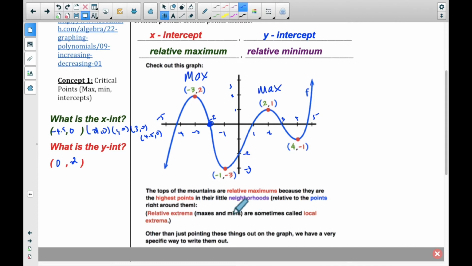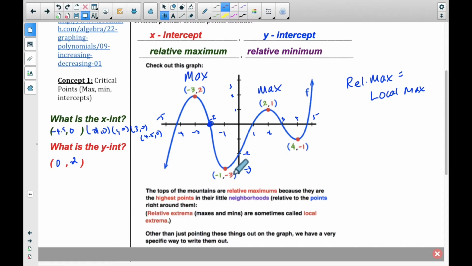Relative extrema, that is maxes and mins, are sometimes called local extrema. So sometimes we call it a relative max, sometimes we call it a local max. And again, it's just the top. That makes sense, right? Now, over here, this arrow is pointing up forever and ever. It's not the relative max, that would be the absolute max. The absolute max is going to be positive infinity.